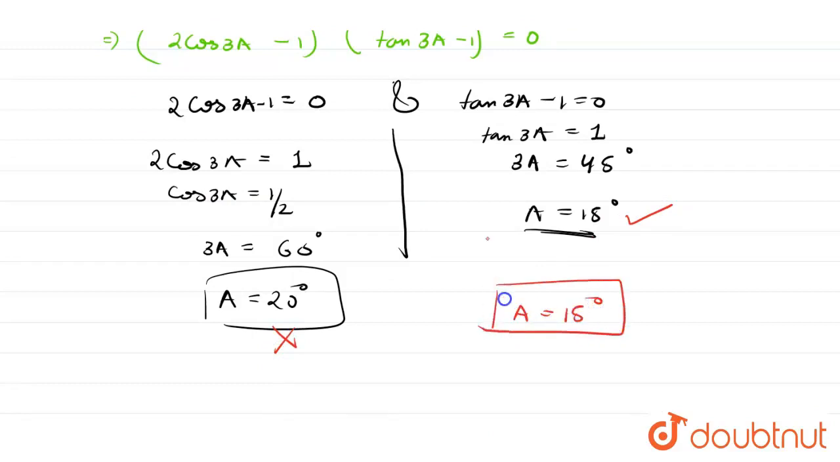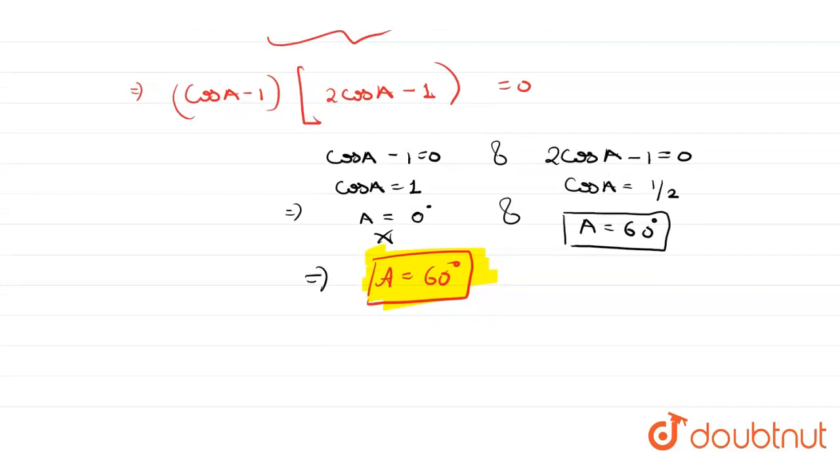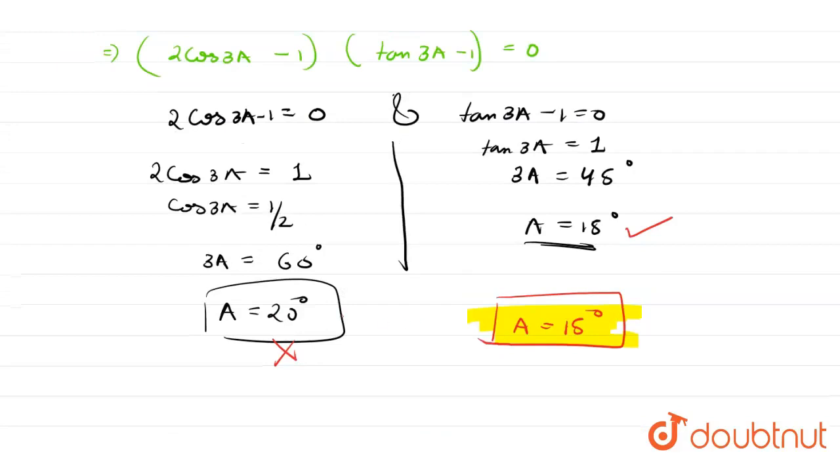So our final answer. Now we have got the answer of second part also. A is equals to 15 degree and the first part answer was A is equals to 60 degree. This 0 is neglected because A is equals to 0 was not a solution of this question, and here A is equals to 20 is also not the solution of this question, only A is equals to 15 is.